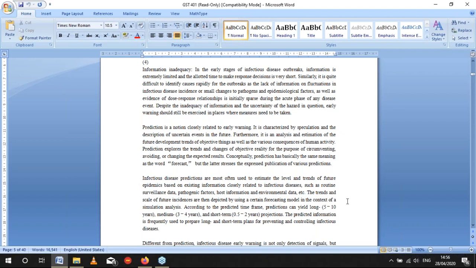The description of uncertain events in the future. Now, prediction has basically the same meaning as forecast. It is just like you are forecasting what is going to happen in the future. It's like an analyst or a scientist telling us what is going to happen in the future. So prediction is like a forecast.